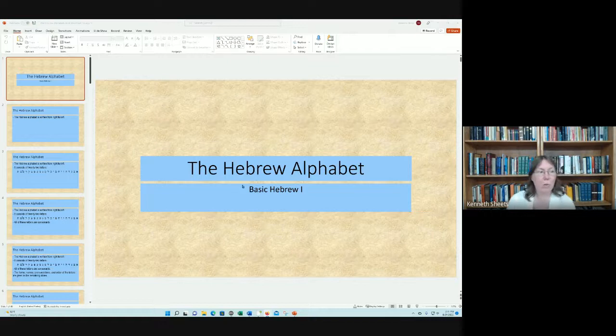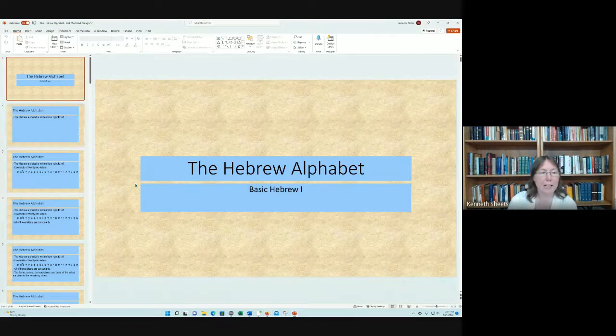So again, we have been taking a look at the Hebrew alphabet, Hebrew vowels, and also the way that these letters come together to form syllables and thus to form Hebrew words.